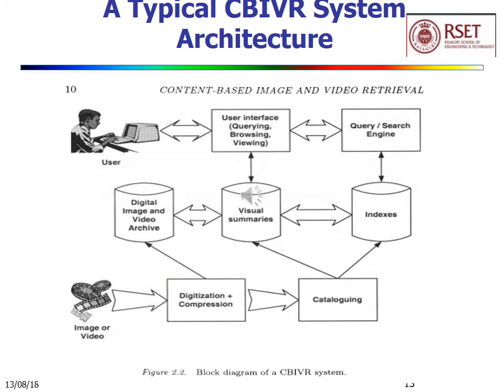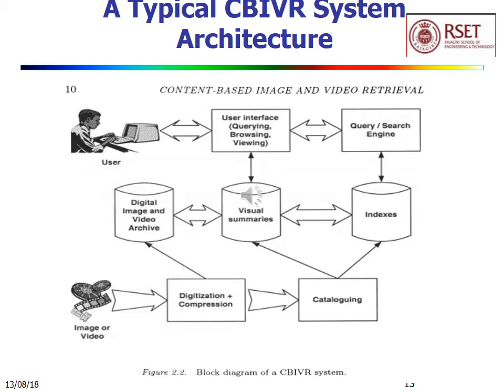As I already explained the block diagram of a CBIVR system, next we can study the CBIVR system architecture. As I already explained, these are similar, but some of the namings are different. Let's see. First, the user is giving a query. It can be browsing or viewing.